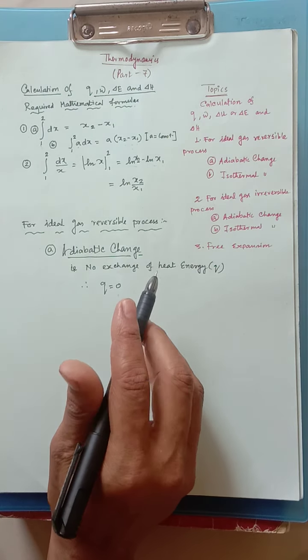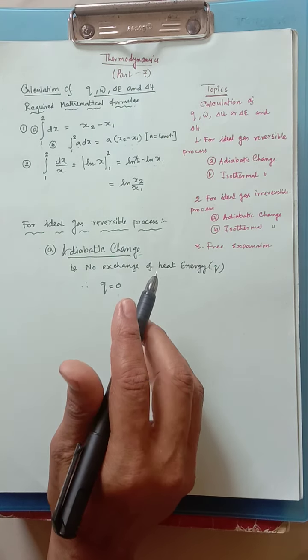Now the remaining one, the calculation for delta H. Delta H, we all know, equals delta E plus P delta V. Therefore delta H equals delta E plus R delta T.